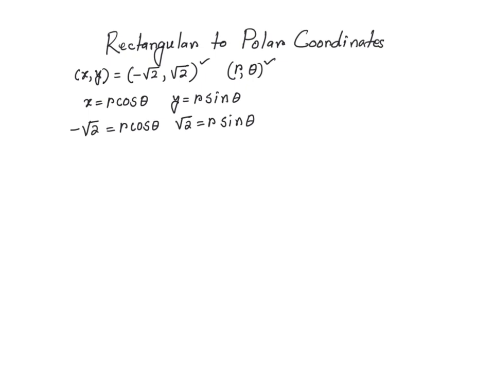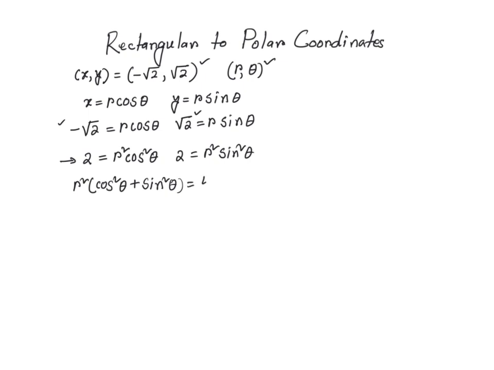So if I square both of them, I'm going to get, the square of negative square root of 2 is just going to give me positive 2. And on the right hand side, I'm going to get r square cosine square of theta. Similarly, if I square the other, I'm going to get 2 is equal to r square times sine square of theta. Now, I'm going to add these two equations. If I add them, I get r square times cosine square of theta plus sine square of theta is equal to 2 plus 2, which is 4.